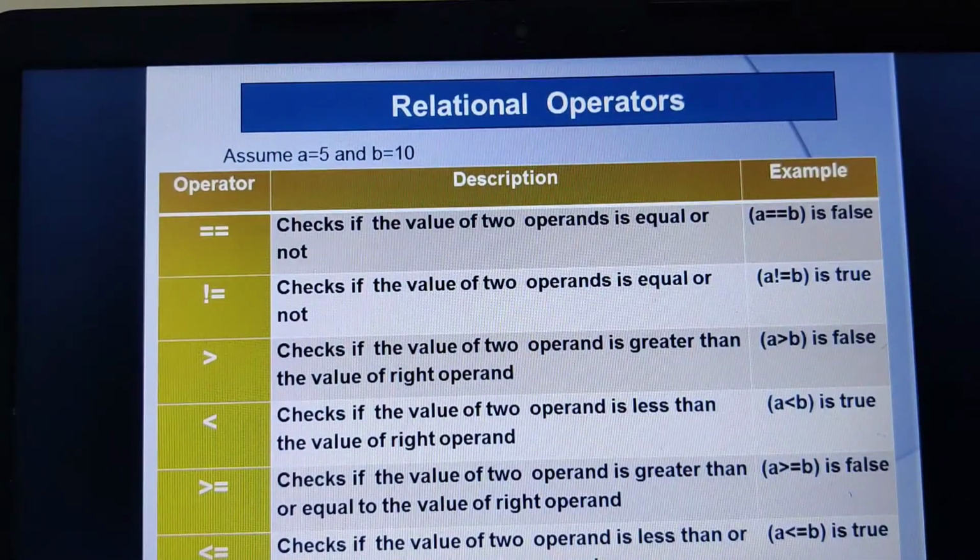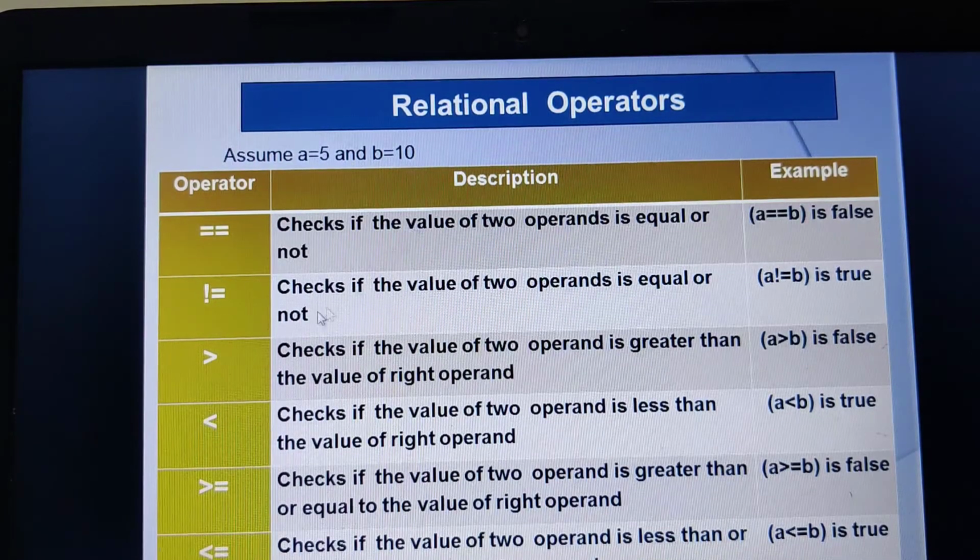Again, this is a very important 5 marks question. They may ask, explain the relational operators with examples. You need to mention the operator, give the description, plus you need to quote the examples like this. You can change the operands. Instead of A and B, you can take C and D, or X and Y. That's left to you. But the operators and their description is a must, and the examples should be written in the correct way.